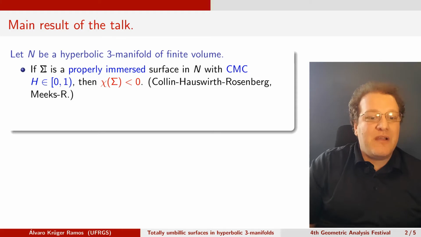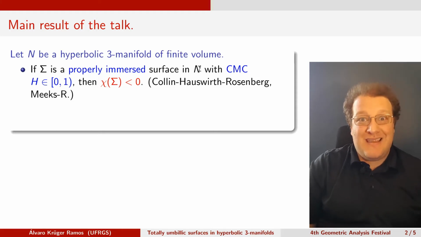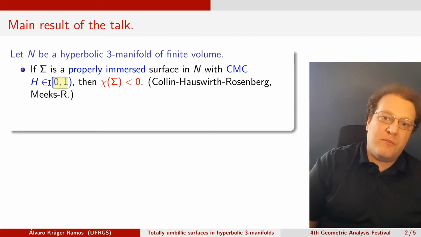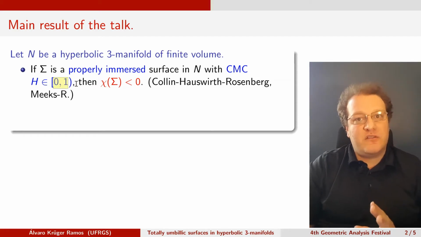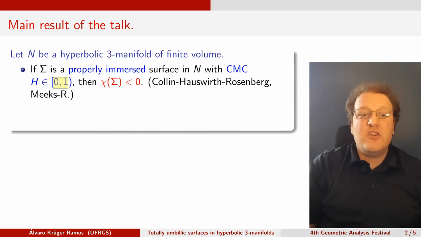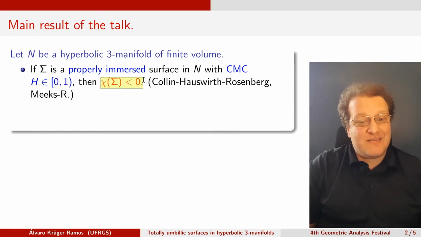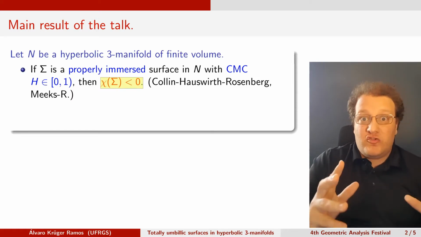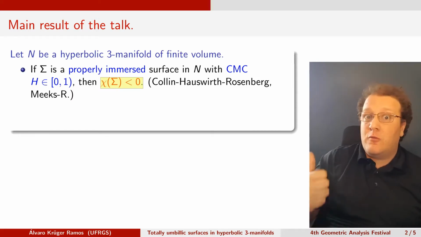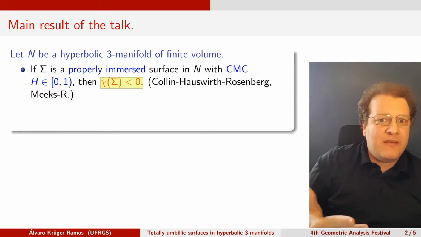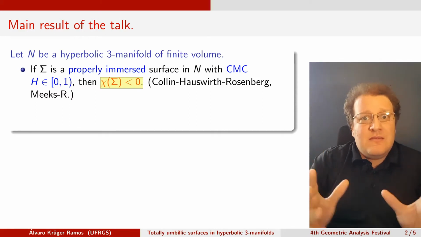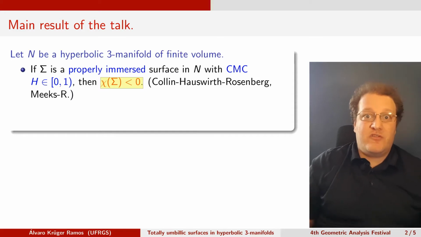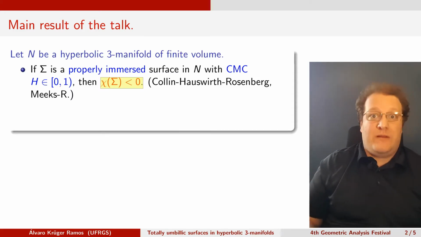Specifically, if sigma is a properly immersed surface in N with constant mean curvature H in this range between 0 and 1, so it could be a minimal surface, it could also be a constant mean curvature surface until H equals 1, then it necessarily has negative Euler characteristic. So there are no spheres, no planes, no projective planes, no tori in these spaces properly immersed with constant mean curvature in this range between 0 and 1.